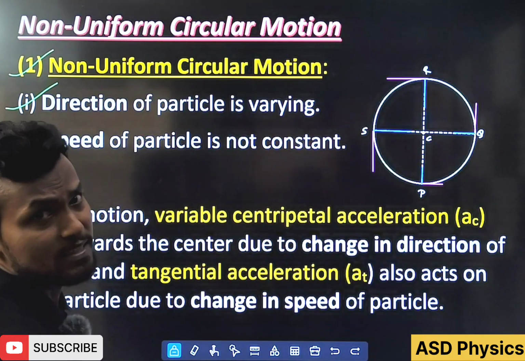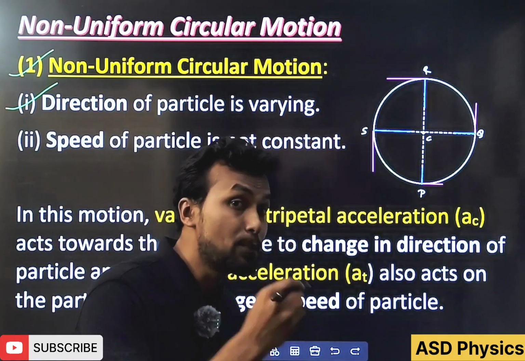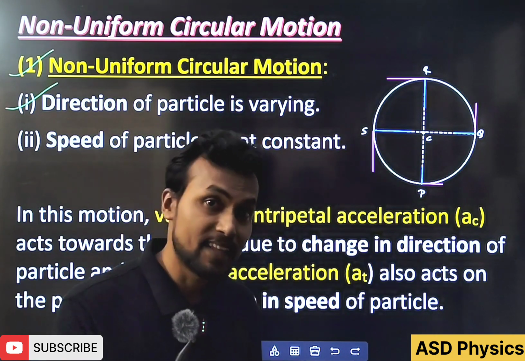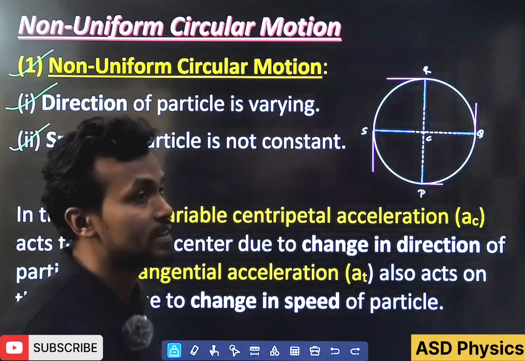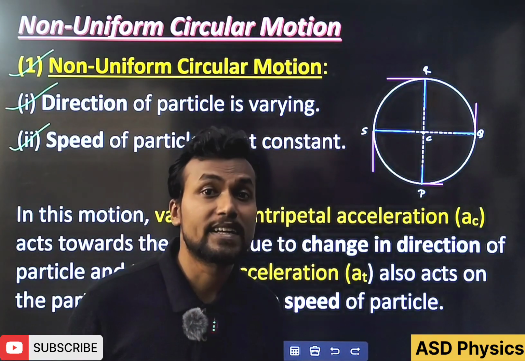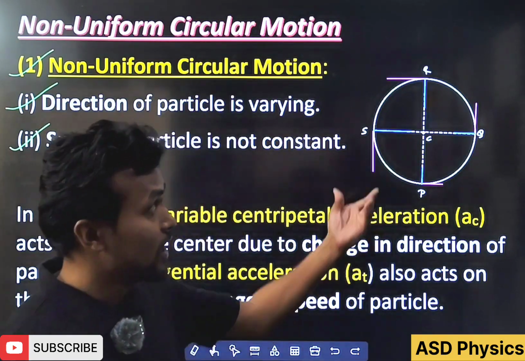The direction of the particle is varying, and we also know that if any particle is moving in a circular path, the direction will definitely change. And the second one, what is there? The speed of the particle is not constant. That means we can say the speed is also changing. How can we see this?